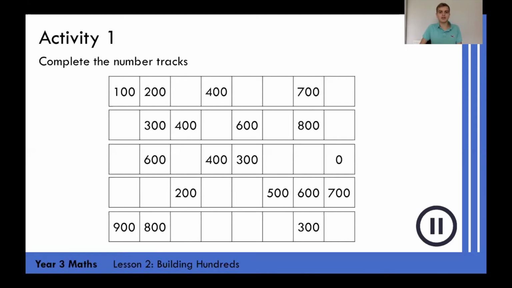I have got some number tracks for you, and these are exactly the same as counting up in a number line, but just in a grid instead. And each of the lines is a separate grid. Okay, so I need you to fill in the gaps on these number tracks. So let's have a go. So here I've got 100, 200. So I think the next one's going to be 300 in there. Then 400, 500, yeah, 600, 700, 800. Fantastic. There we go.